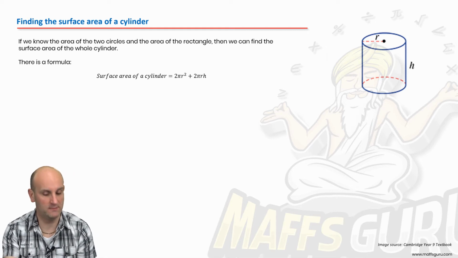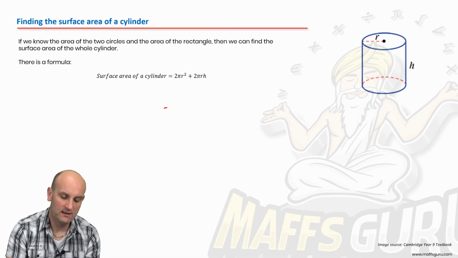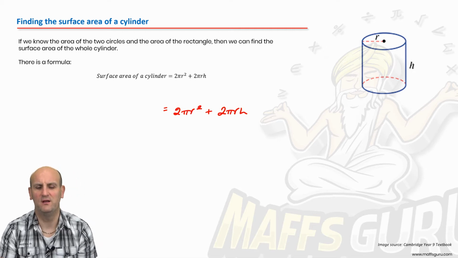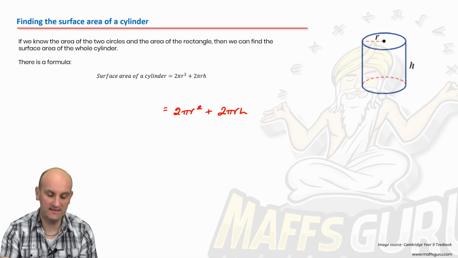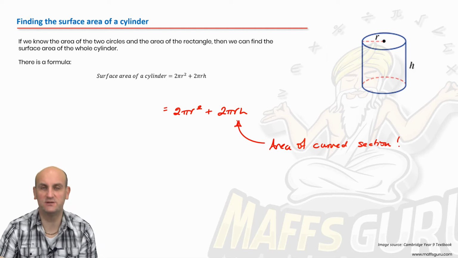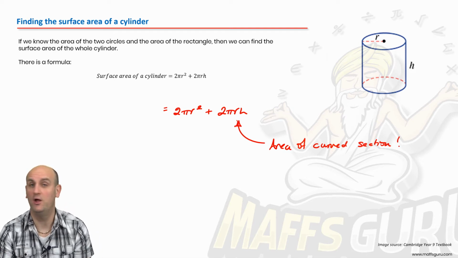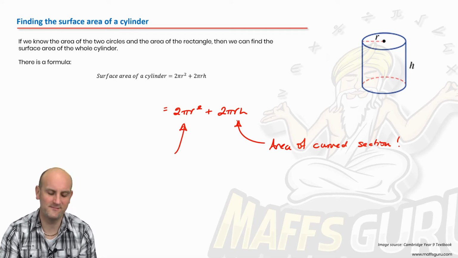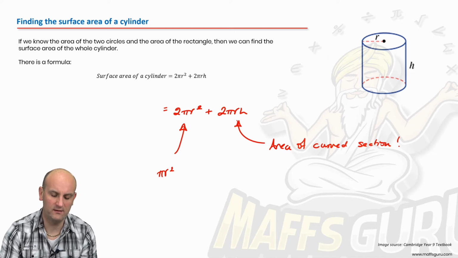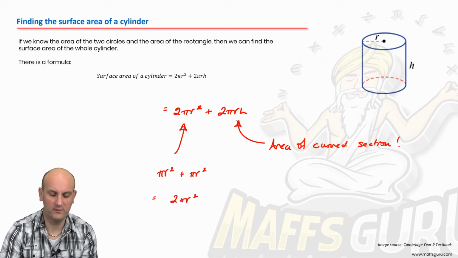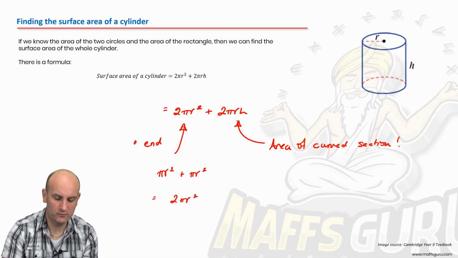But there is a formula, and you may see it in questions, that says the surface area of a cylinder is equal to 2 pi r squared plus 2 pi r h. Hold on a moment. We've seen that 2 pi r h before. Yes, this here is the area of the curved section. So that's the area of the curved section only, and some questions will ask you to find the area of just the curved section. What on earth is this? 2 pi r squared. If I do pi r squared for one end and I add pi r squared for another end, then I'm going to get 2 pi r squared. So that there is for the two ends.